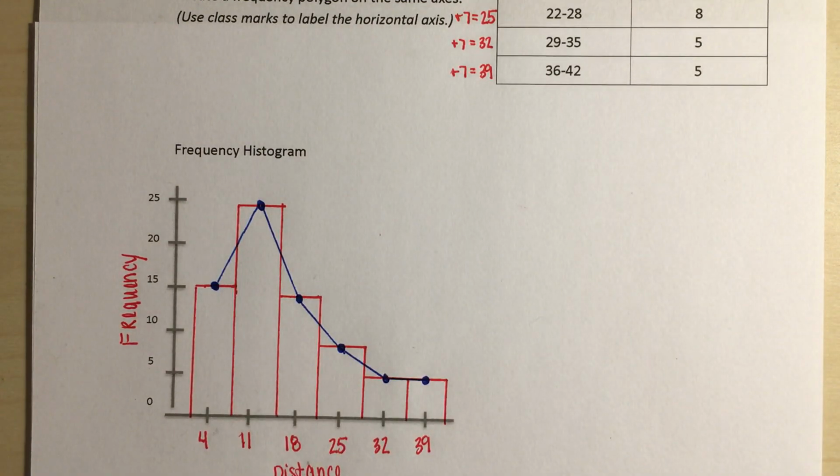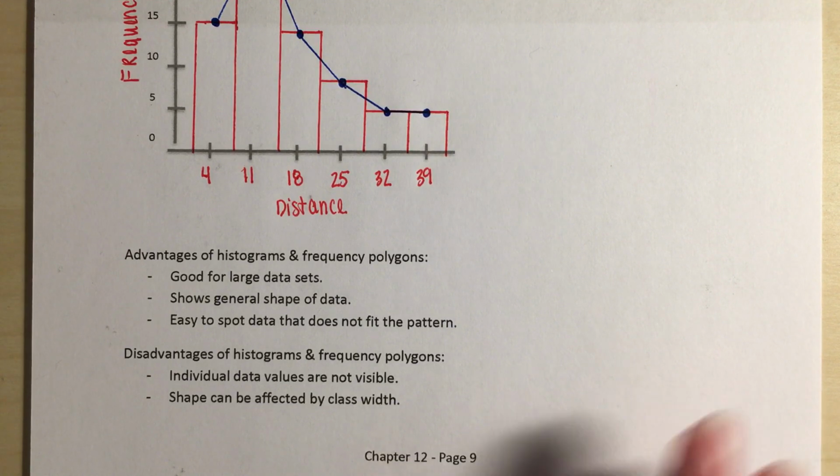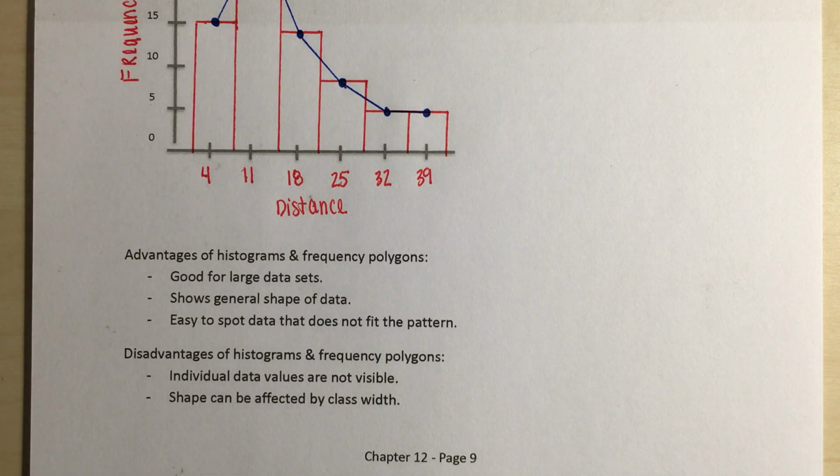So we see our frequency histogram constructed there in red, and then we see our frequency polygon constructed in blue. A couple of things down at the bottom. Advantages for histograms and frequency polygons: they're good for large data sets. It shows our general shape of data. It's easy to spot data that does not fit our pattern. Disadvantages: individual data values are not visible, and shape can be affected by our class width.